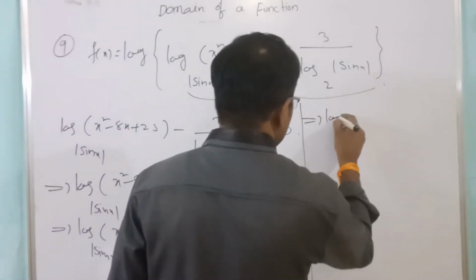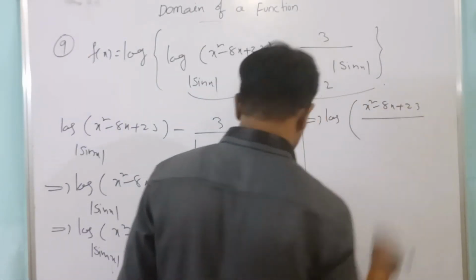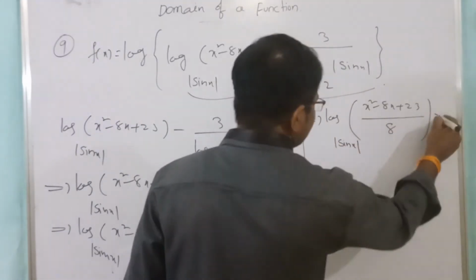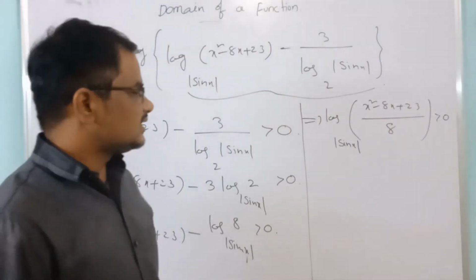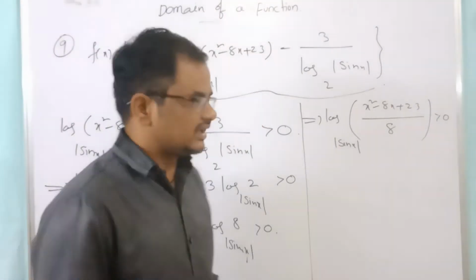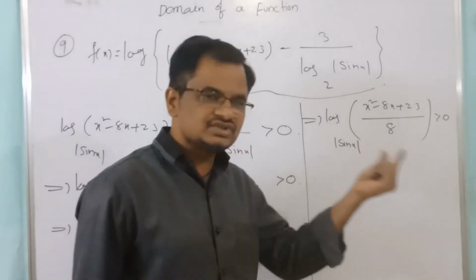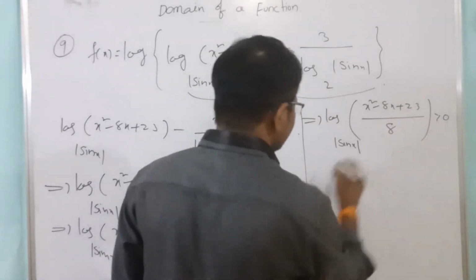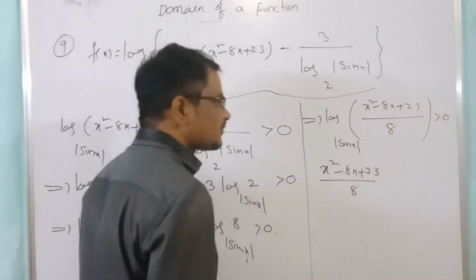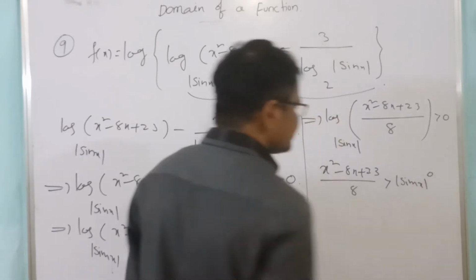That implies log of (x² − 8x + 23)/8 to the base |sin x| is greater than 0. We know that |sin x| is between 0 and 1, including 0 and 1, which means it belongs to the closed interval [0, 1]. So if you take (x² − 8x + 23)/8 greater than |sin x| to the power of 0.